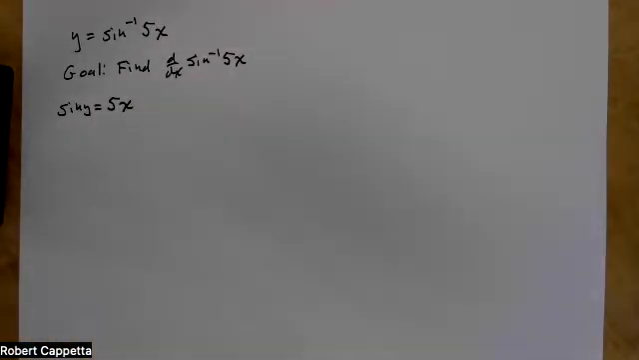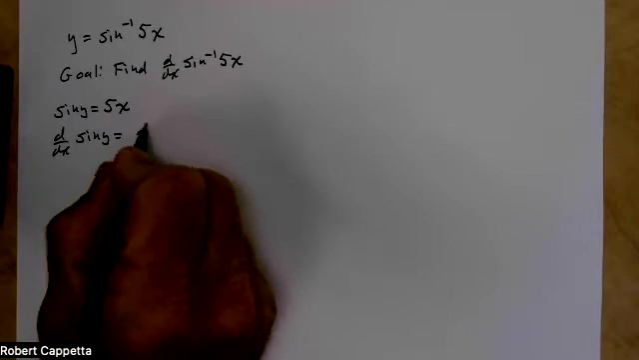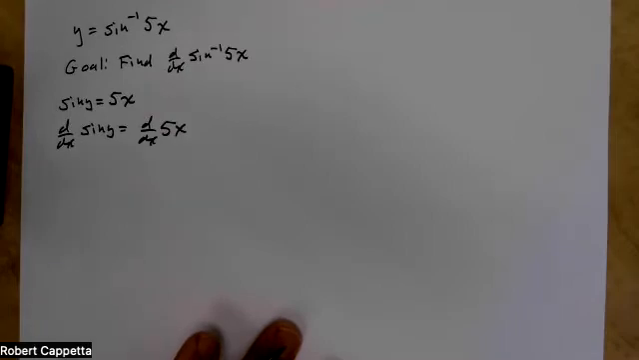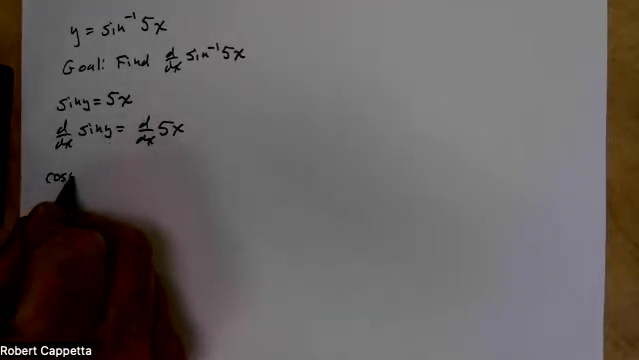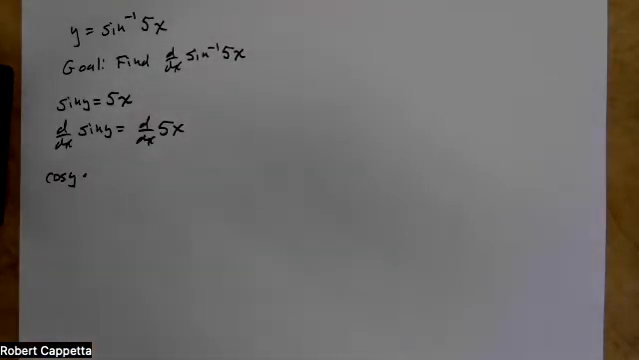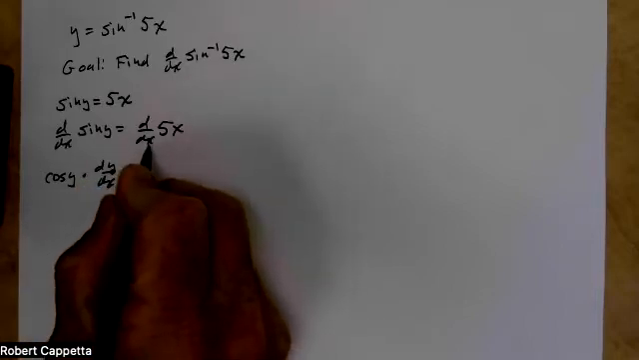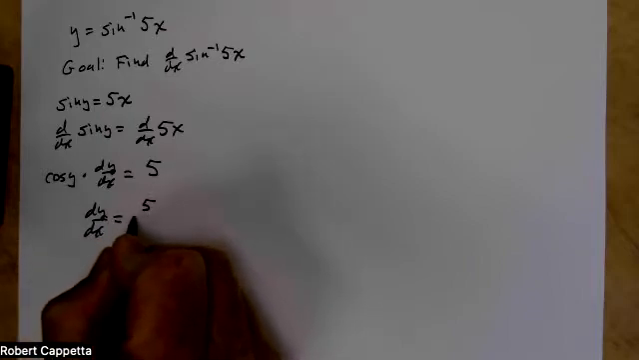And then what? Well, if I'm using an implicit derivative property, I'm going to take the derivative with respect to x of sine y, which is going to equal the derivative with respect to x of 5x. Now, the derivative of sine of something is the cos of something times the derivative of the something. So the derivative of sine of y is cos of y times what? Cos of y times the derivative with respect to x of y, also known as dy dx, is going to equal the derivative with respect to x of 5x, which is 5. And then we're going to say dy dx is 5 over cos y.